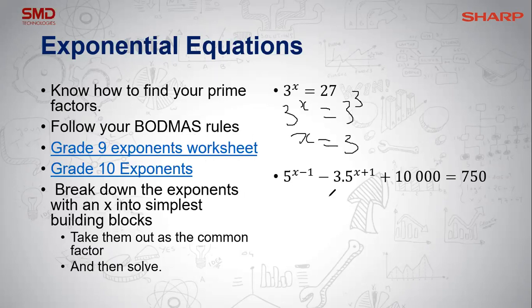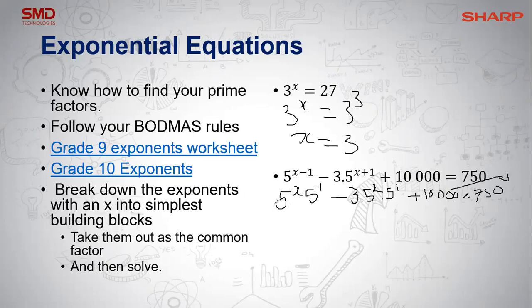Okay. Now, for a more complicated exponential equation, something like this, the first step is always to break down, especially when you have the x plus 1 or these sorts of exponents, to break it down into its simplest form. In other words, to undo the rule of multiplication. So we're just going to go backwards. We're going to say 5^x times 5^(-1) minus 3 times 5^x times 5^1 plus 10,000 is equal to 750.